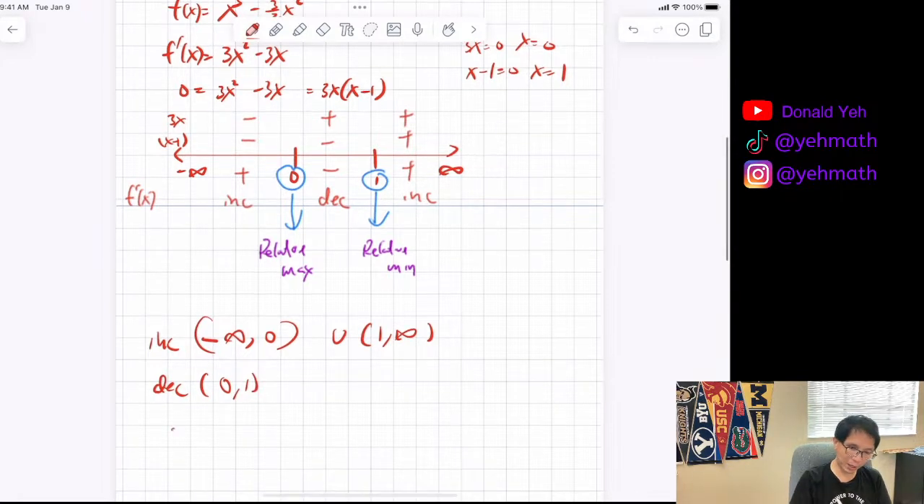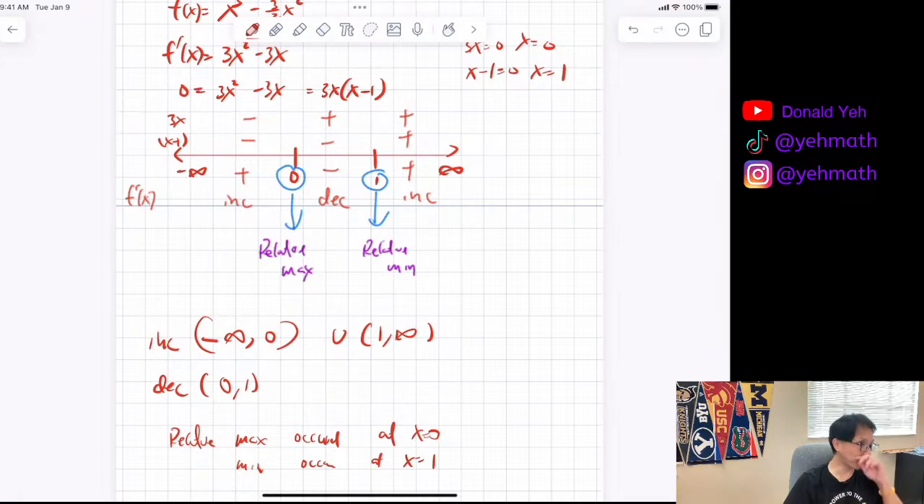Now the relative max occurs at x equal to 0, and the min occurs at x equal to 1. Now, do you know the y value, or do you plug into the original function to find the y value?